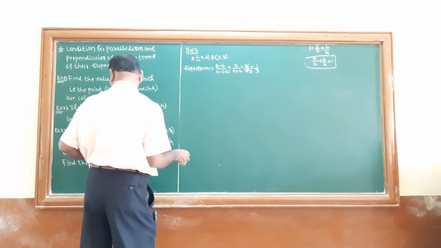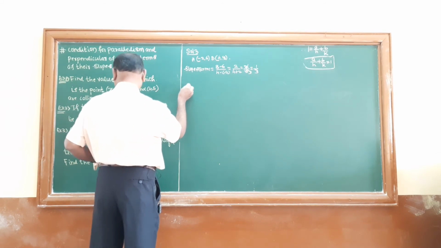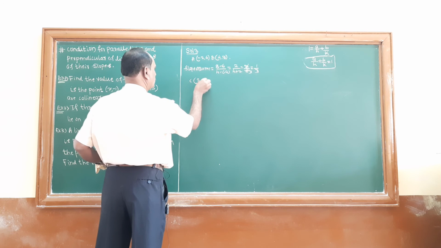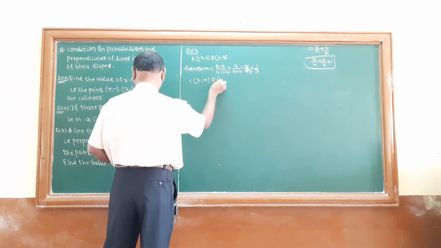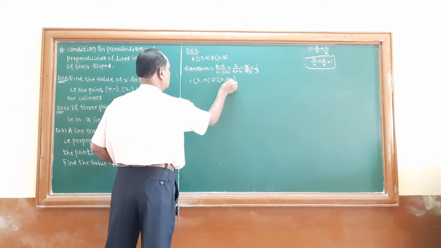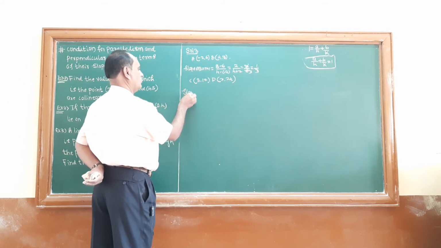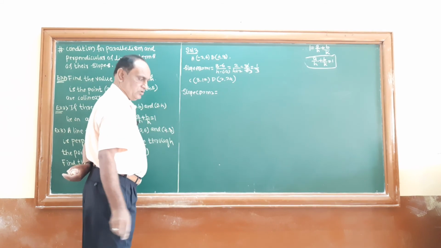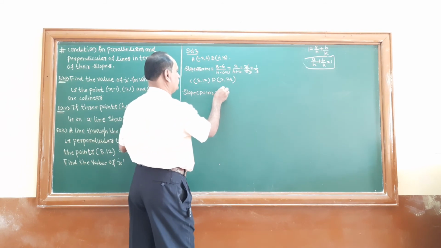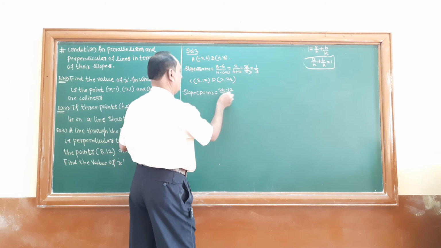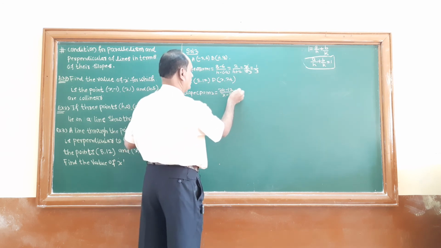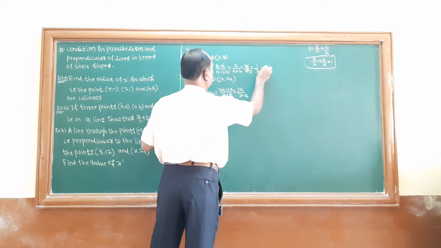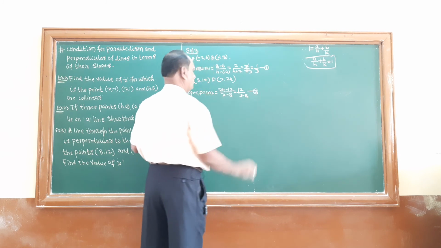In the second, which are the points? That is C and D. C is 8 comma 12 and D is x comma 24. Write the slope of CD. Suppose m2 is equal to the same y2 minus y1, that is 24 minus 12 divided by x minus 8, totally 12 divided by x minus 8. This is equation number 1, similarly equation number 2.